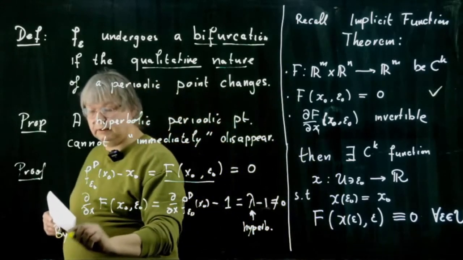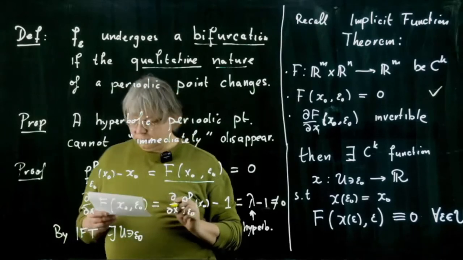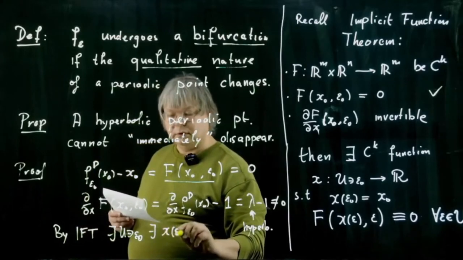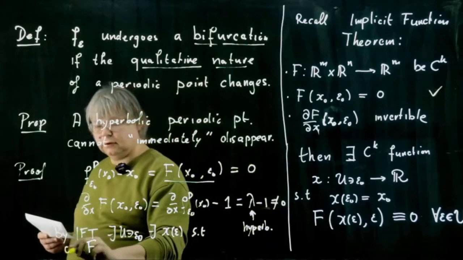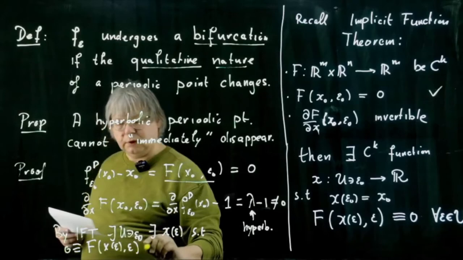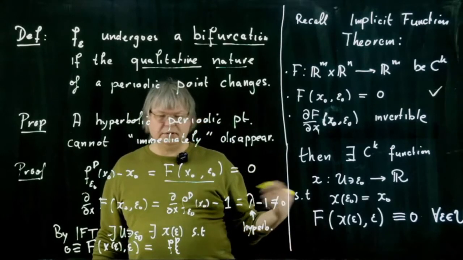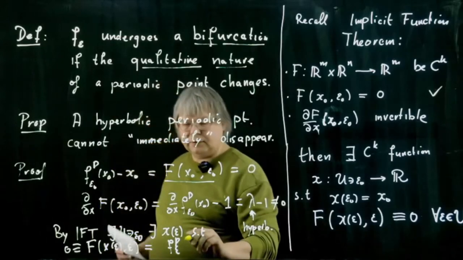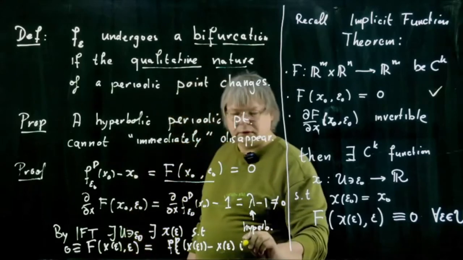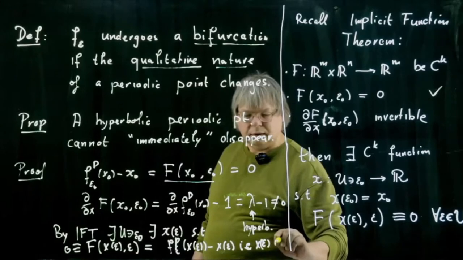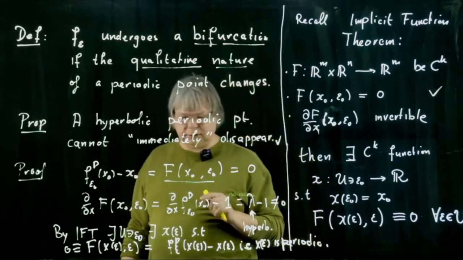So by the implicit function theorem, there exists a neighborhood U of epsilon 0, and there exists a function x of epsilon for epsilon in U, such that F^p epsilon, not epsilon 0, but this more general epsilon in this neighborhood U, applied to x of epsilon minus x of epsilon is 0, and that means it is still periodic, and that is precisely what we want. It does not disappear.